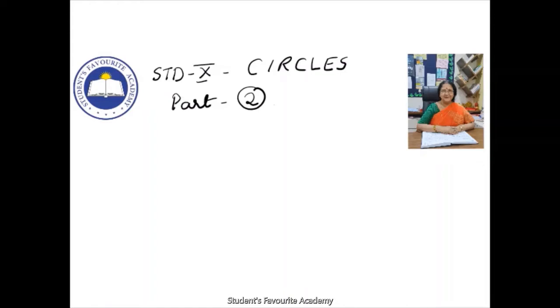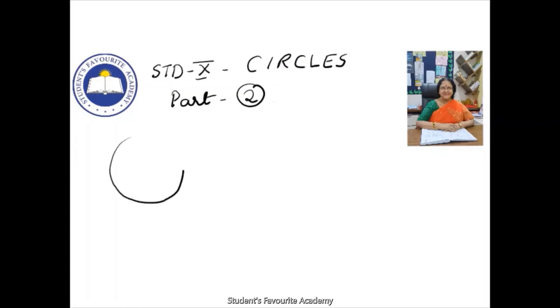In my last class, I revised a bit about 9th standard circles theorems, and then I discussed the first theorem in standard 10, that is, the angle which an arc of a circle subtends at the center is double the angle that it subtends at any point on the remaining part of the circumference. I am revising it once again so that you remember.